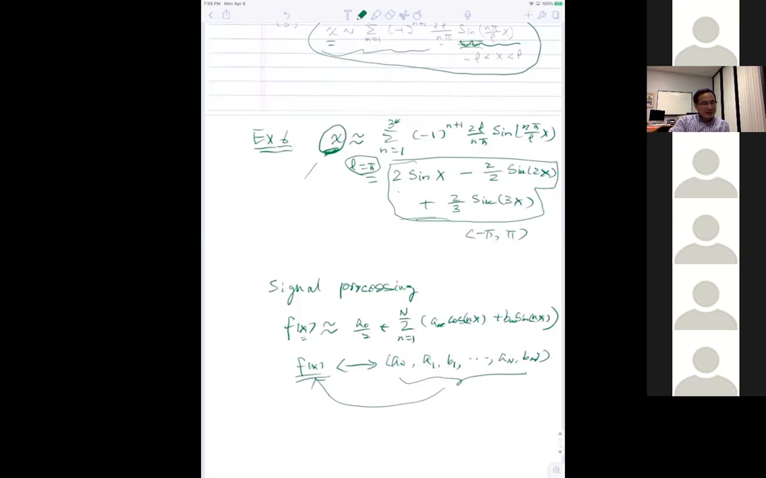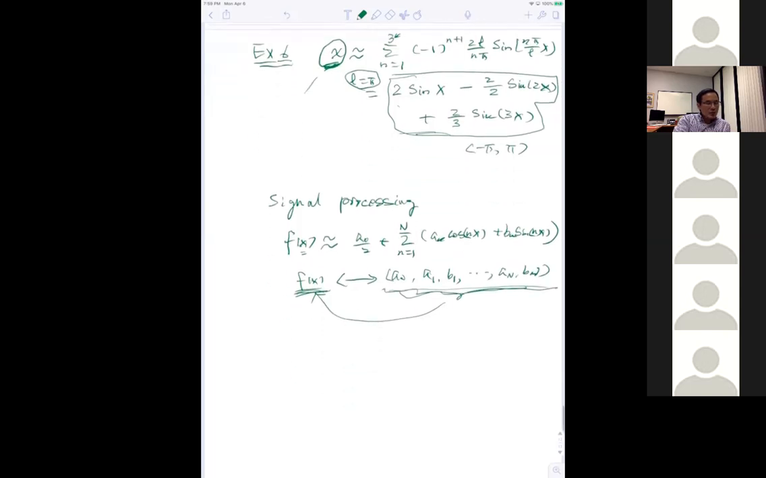That is why it is important in signal processing. Albert, you were learning something similar to this, right? You mentioned to me that you want to store the information of a function using finitely many values. That is one way to do it.